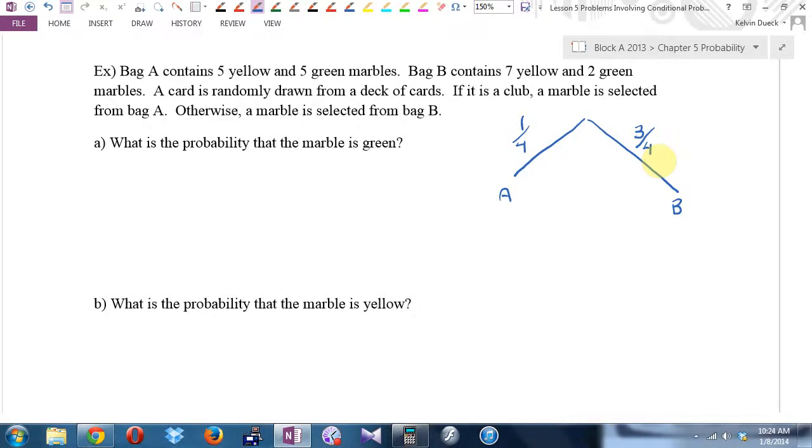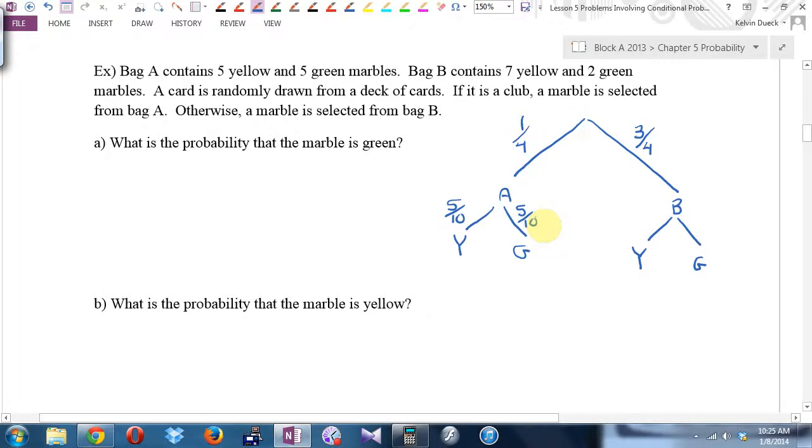Then what? Well, it looks like bag A contains yellow, green. It looks like bag B contains yellow, green. Once you're in bag A, what's the probability of getting a yellow? 5 out of 10, which I know is 1/2, but I find that 5 out of 10 relates much better to the numbers I see in the question, so I tend not to reduce 5 out of 10. 7 out of what? 9? 2 out of 9.